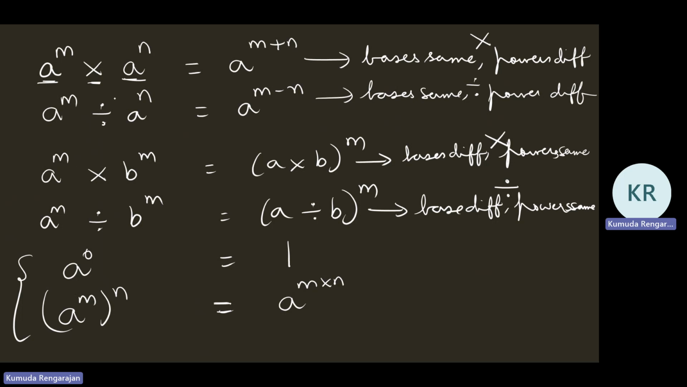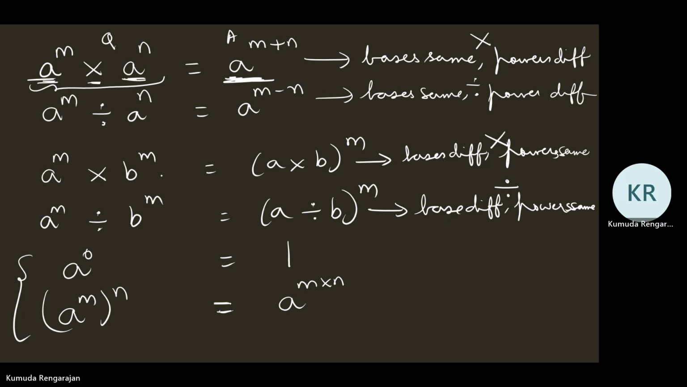Okay. So how do you remember the first rule? The operation is multiplication. Bases are same, A. Powers are different, m and n. When you look at the question, bases are same, powers are different, and it's multiplication. How will you answer it? You'll write the base once, A, and you will raise it to the power m plus n. If the question looks like this, then this is your answer.